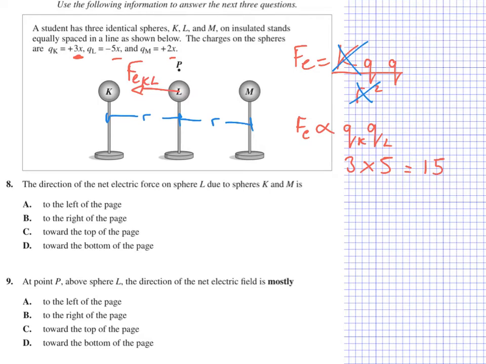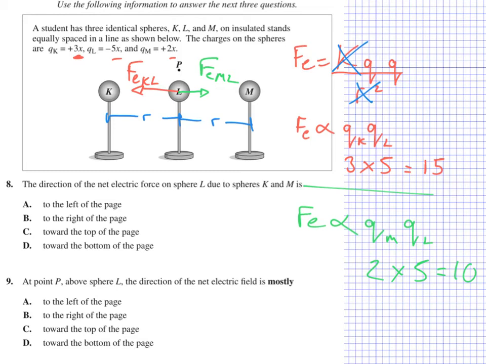Okay, now we're going to take a look at the proportionality of the electric force between charge M and charge L. Well, charge M is +2, but again, we're not interested in the positive or negative. And again, charge L is 5, so 2 times 5 is 10. So hopefully you can see that this vector arrow is going to be smaller. The electric force between M and L is smaller than the electric force between K and L.